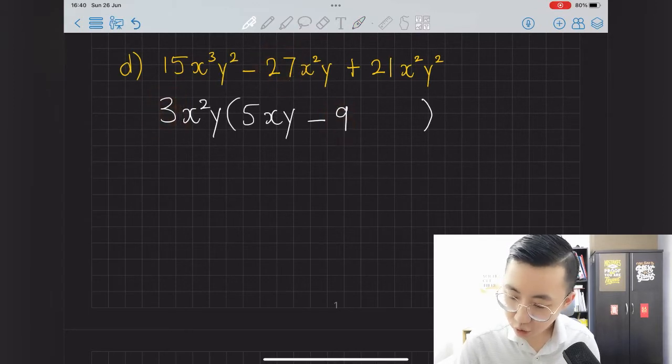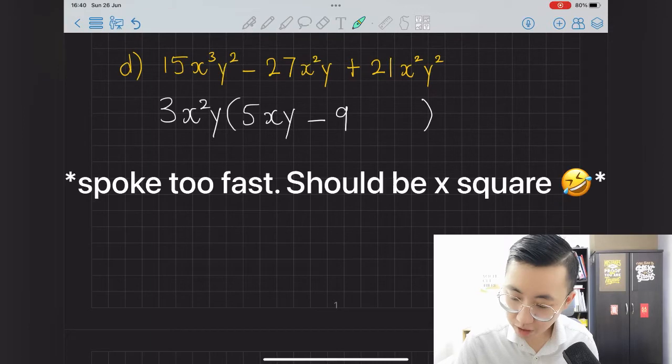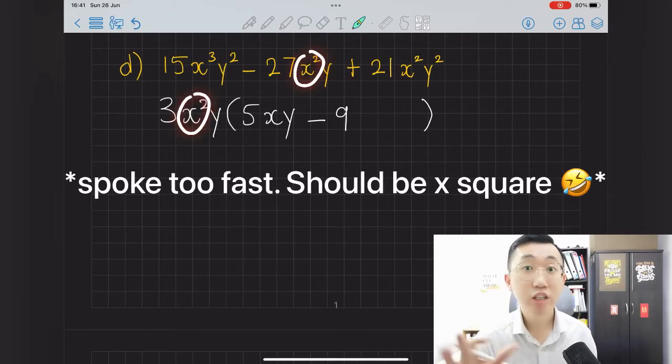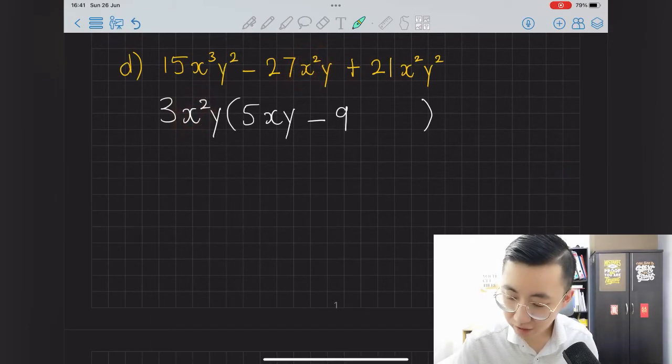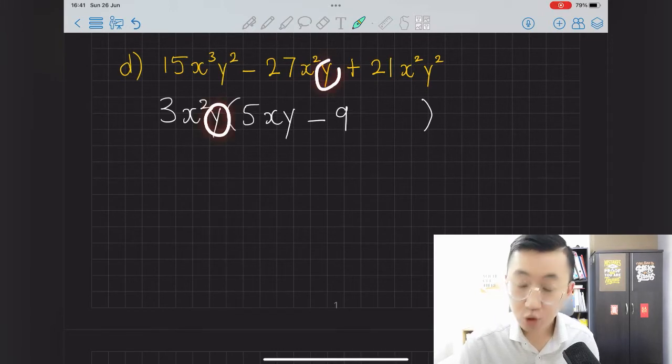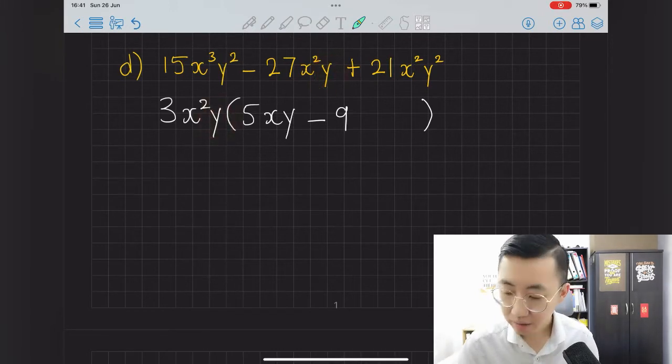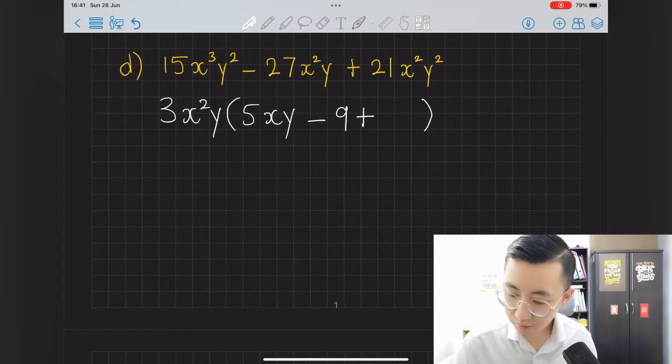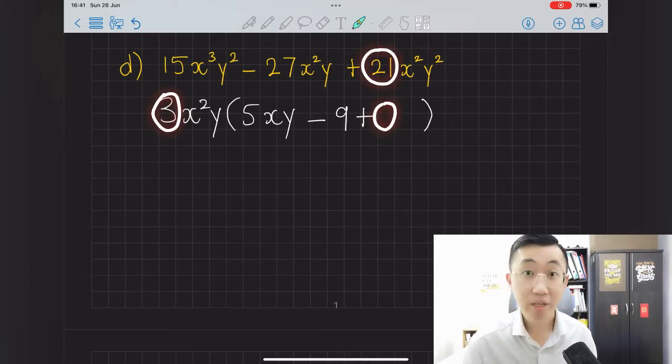Alright, so I can see that there's actually y square and then here y square, so no need to top up with anything. Now let's check. I can see that here is actually y and then here is actually y also, so no need to top up with anything, just minus 9. Okay, so let's focus on the next term, plus. Alright, so ask yourself the question, what times 3 will get me 21? So that will be 7.